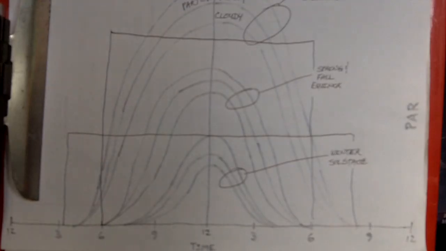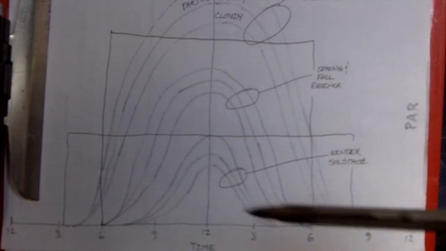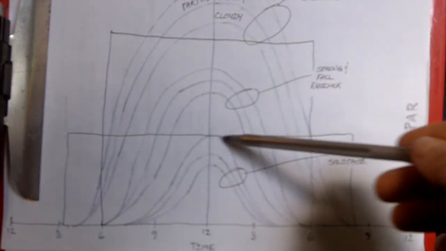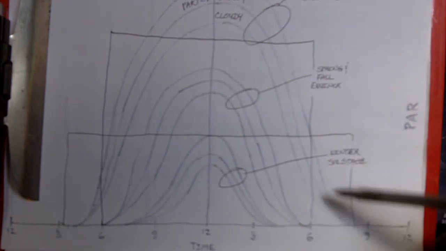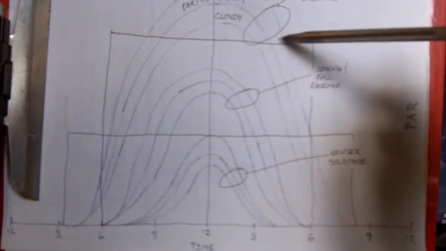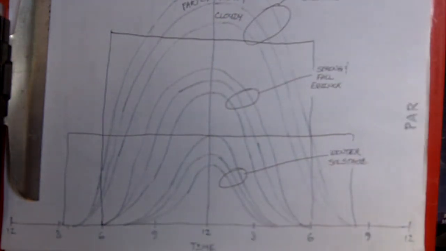When you're growing plants outdoors, you don't really have much control over the light source. You can control whether or not you plant your garden in full sun, in partial sun, or in shade. When you're growing indoors, you have control over your light source. In this case, I've drawn a line for a fairly low intensity light that's running 16 hours a day. And here's a more intense light source that's running for 12 hours a day.